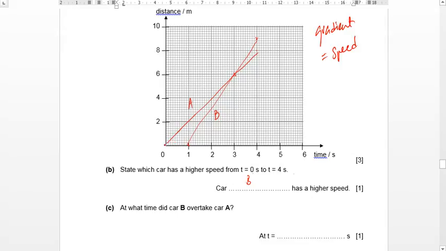What happens when you overtake somebody? That means you are at the same place at the same time. Where in this graph do you have them at the same place and the same time? This intersection point. At this intersection point, A and B are at 6 meters away from the starting point at time equals 3. So time is 3.